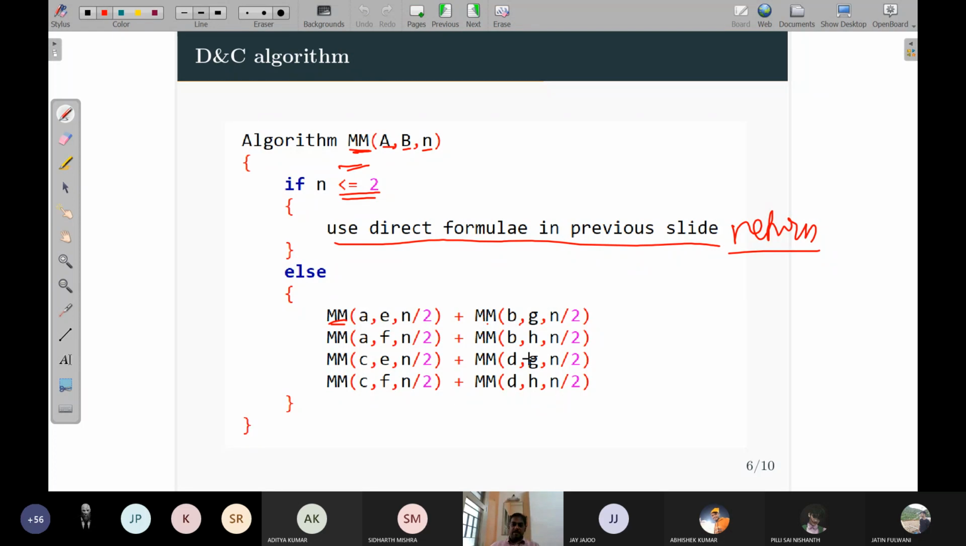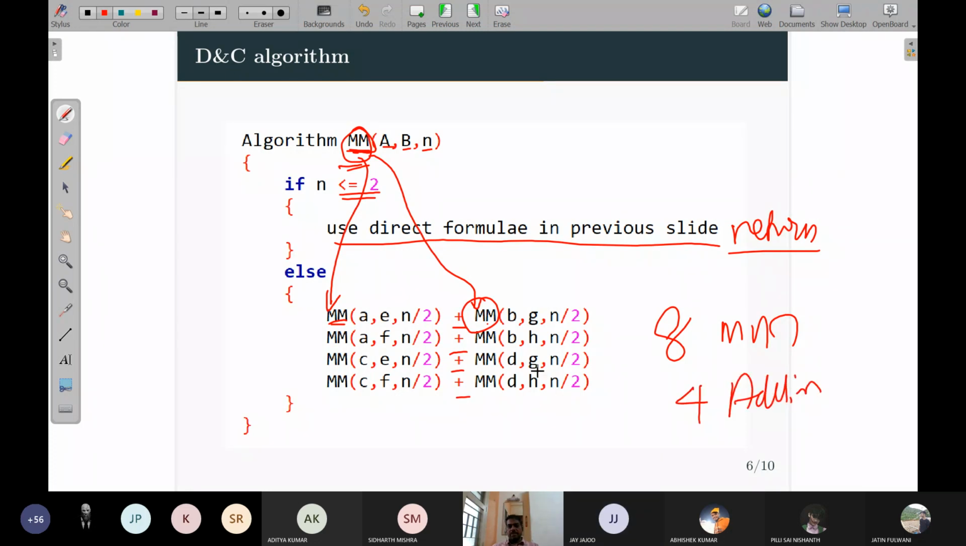How many matrix multiplications and how many matrix additions are there in this algorithm? How many recursive calls are there? This is the function that is again called here. So how many recursive calls are there? 8. So 8 recursive calls or 8 matrix multiplications are there. And how many additions are there? This addition, this addition, this addition. So 4 additions are there.